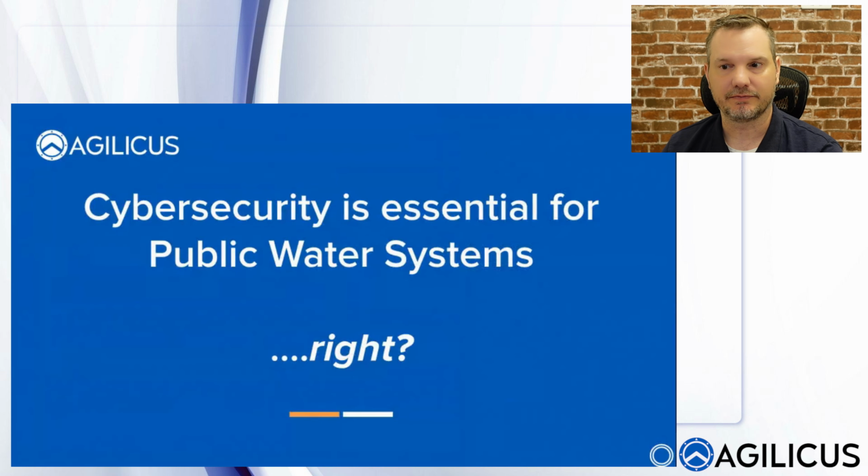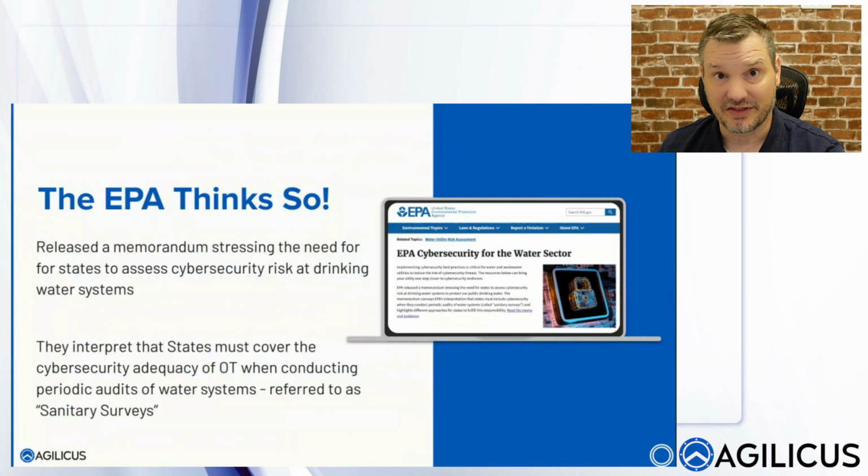So let's look a little bit about the essentials for public water systems. We do need cybersecurity in those, don't we, right? The EPA certainly thinks so. The concept of zero trust, the concept of cybersecurity best practices has started to come down this year. The EPA has issued recommendations and a memorandum to stress the need for states to assess cybersecurity risks in drinking water systems, and it does so via what are called sanitary surveys.